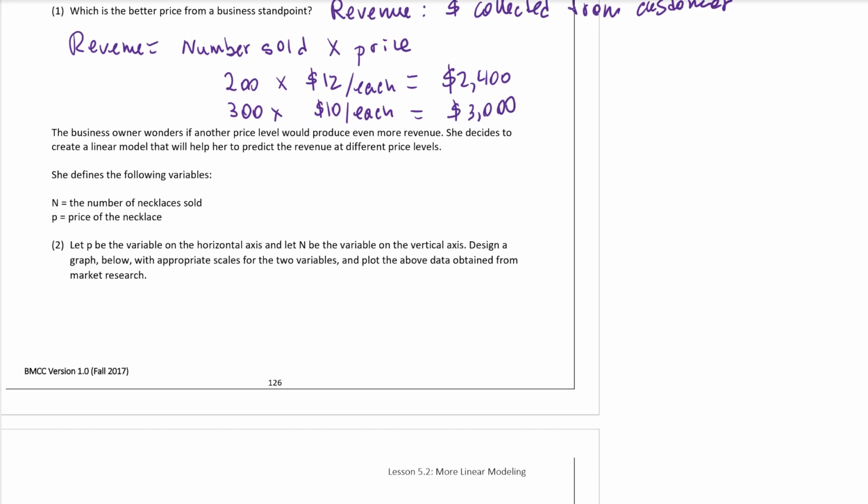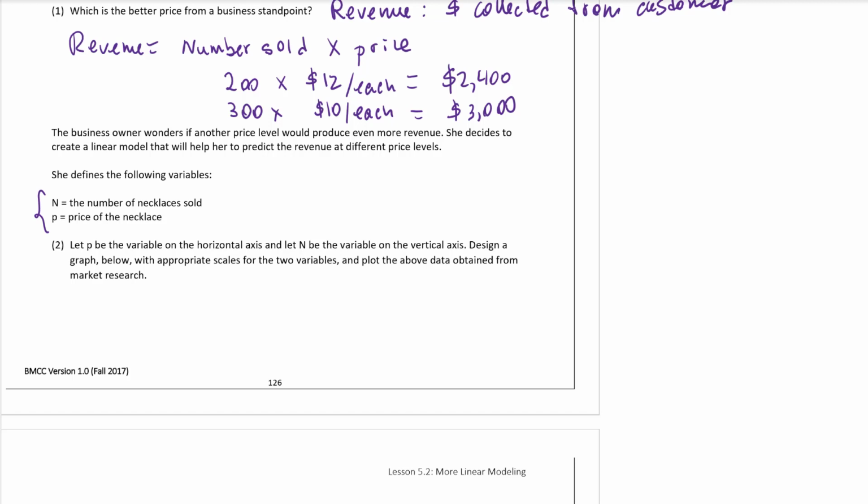So first, in order to understand this better, the business owner wonders if another price would be better to produce even more revenue. So she decides to create a linear model to determine what would be the price for a different number of necklaces that could be sold. So she defines the following variables. N is the number of necklaces sold, and P is the price of the necklaces.